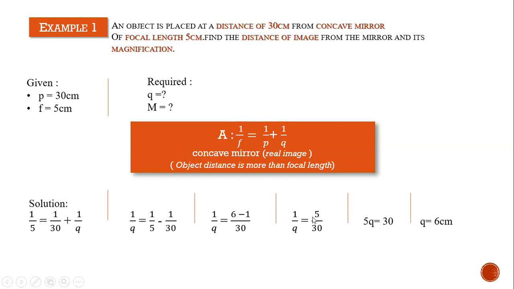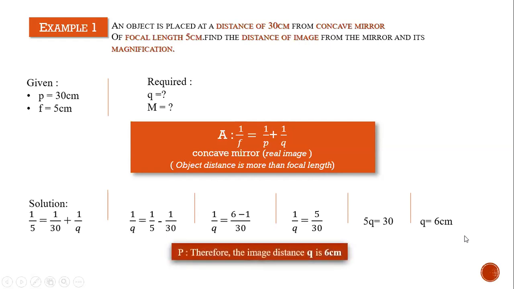Cross multiplying gives 5q = 30, which means q is equal to 6. It means that the image distance from the pole is 6 centimeters.